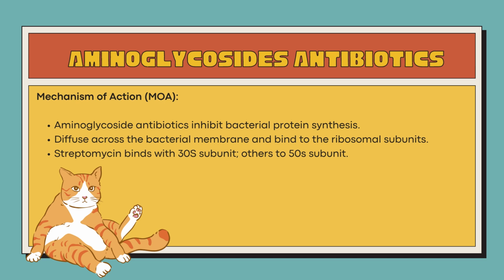Now, moving on to the mechanism of action of aminoglycoside antibiotics. All the aminoglycoside antibiotics inhibit bacterial protein synthesis. They exert a fast bactericidal action. The antibiotics diffuse across the bacterial membrane and bind to the ribosomal subunits. Streptomycin binds with the 30S subunit, whereas others bind to additional sites on the 50S ribosomal subunit as well as the 30S to 50S interface.